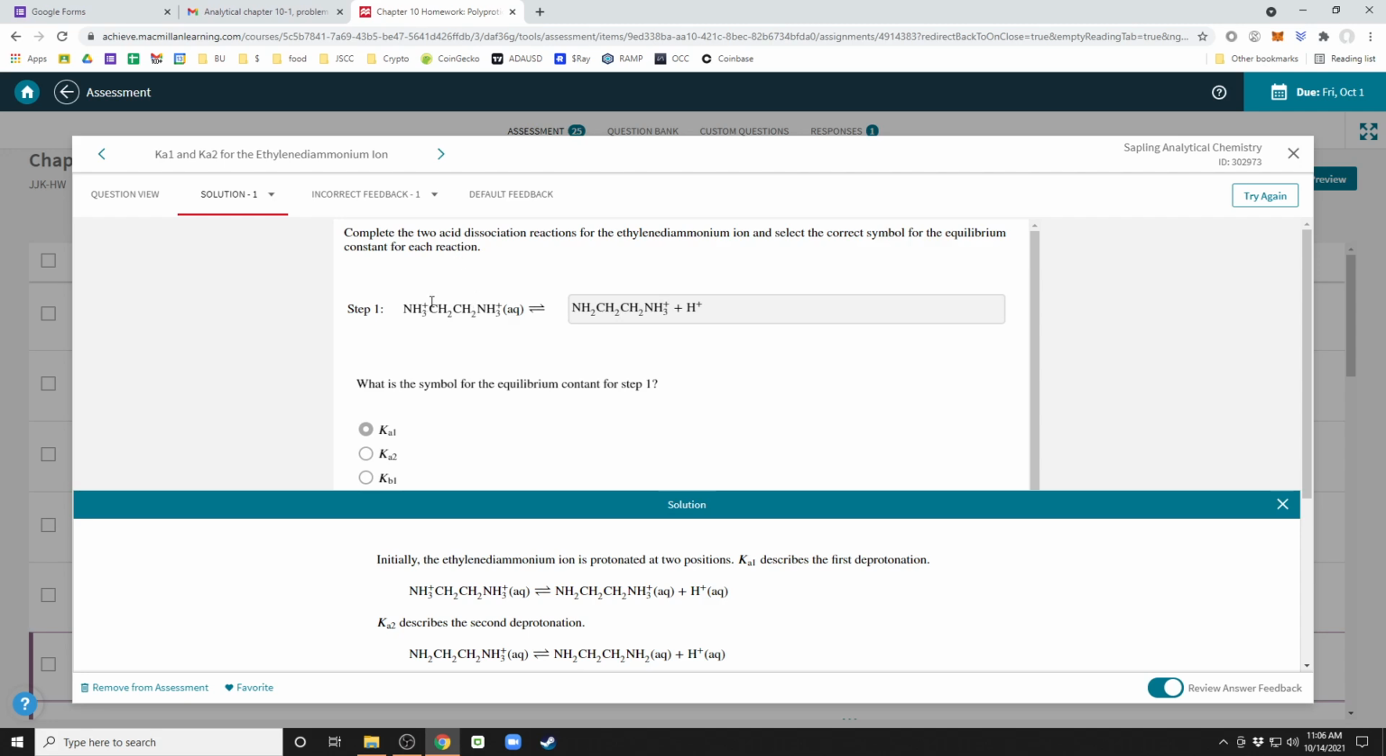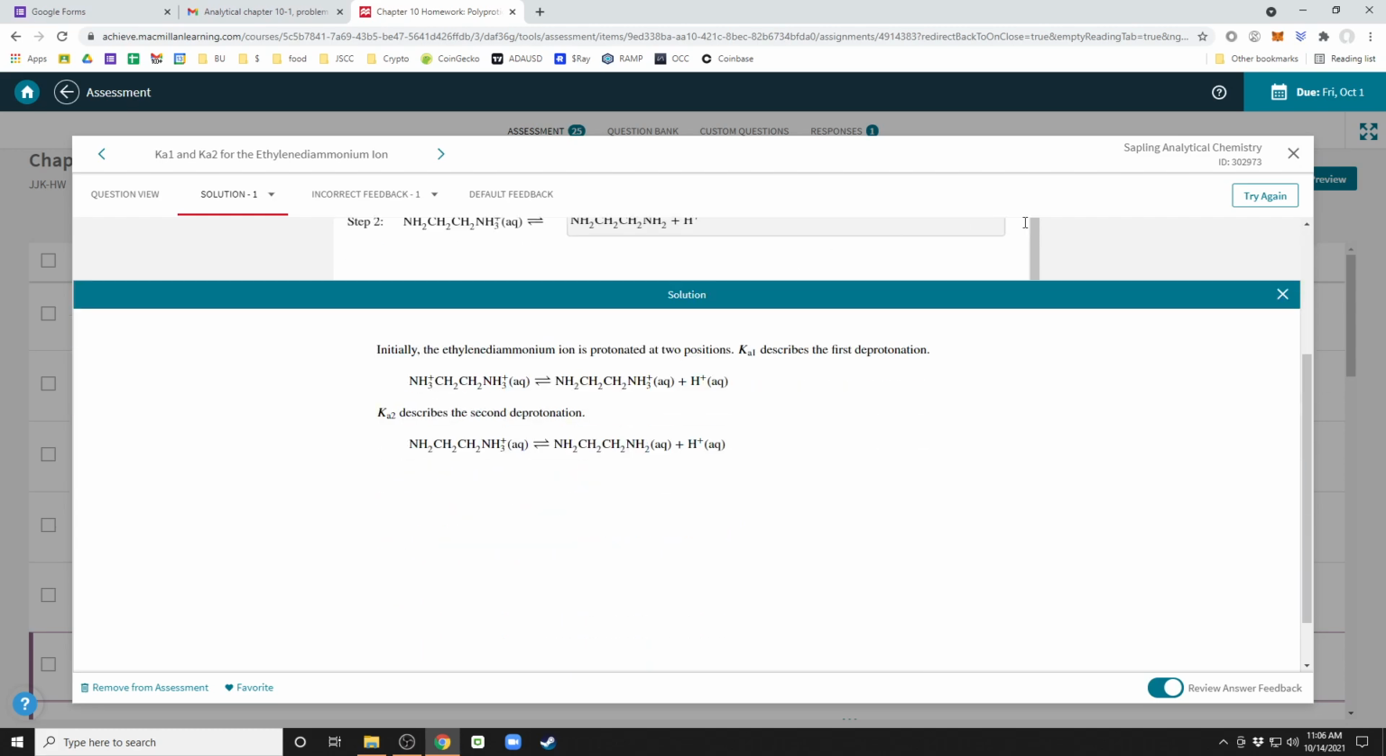So anyways, you're going to lose a proton. That means you've lost a positive charge, which you'll see is now neutral. It was positive. This is NH2 because you lost one H, and it's plus H+. All these coefficients are always 1, and you only have to do the right side of the reaction. You don't have to do the whole thing.